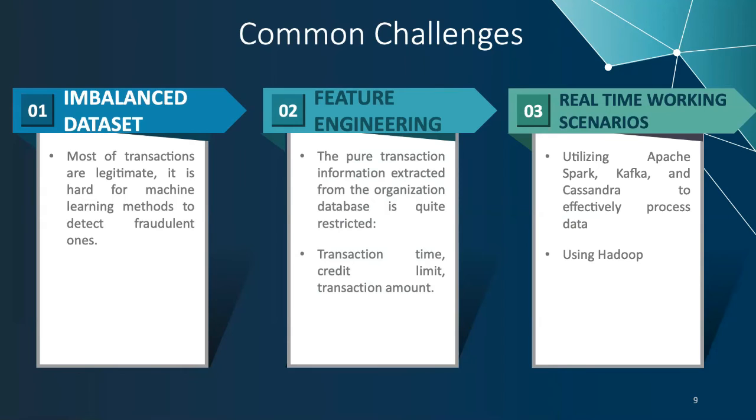In feature engineering, the transaction information extracted from the bank or any other industry organization database is quite restricted. There is only time, credit limit, transaction amount, maybe the place could be used, but not much. And these are very limited features, and there's a probability that we could not predict the fraud transactions. So we need to do serious feature engineering here.